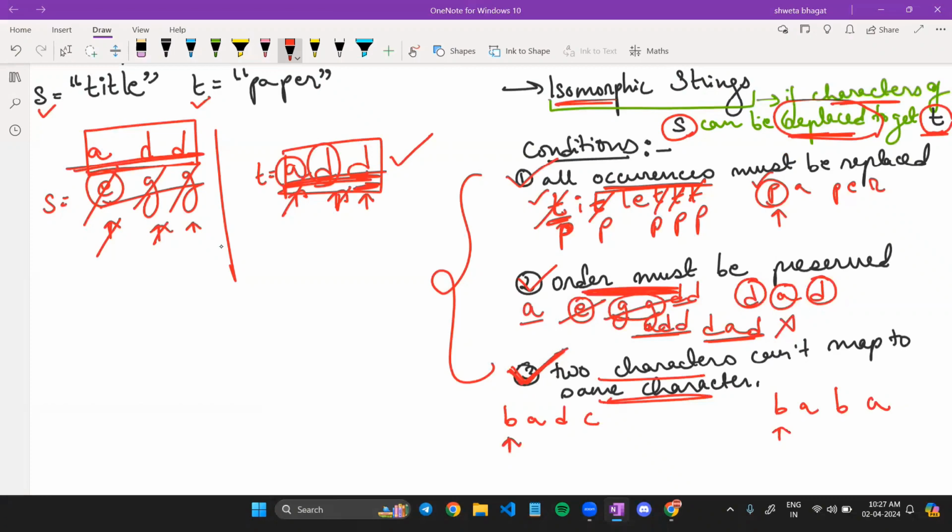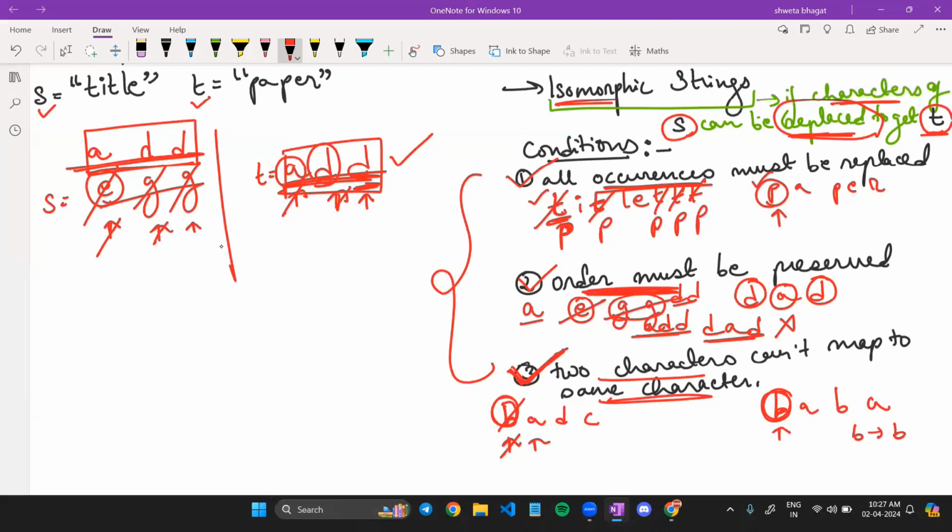So you'll say that, okay, we have B at the beginning of this string T and we have B at the beginning of string S. So what does it mean? It means that we have to map this B of string S to the B of string T, correct? So what we have done is we have mapped this B to B, correct? That means that this B got replaced by B only, correct?